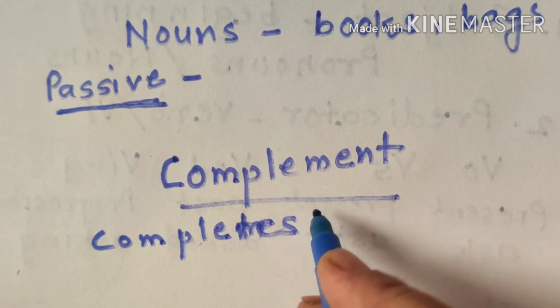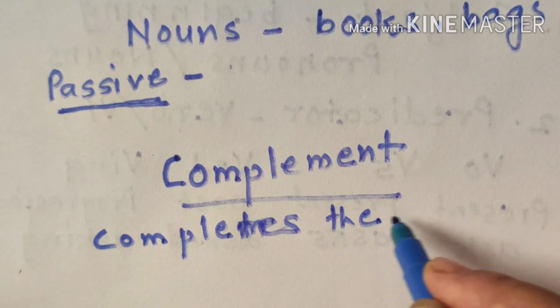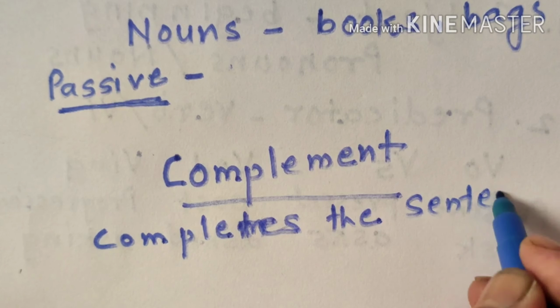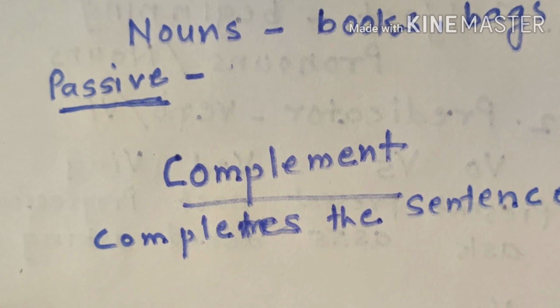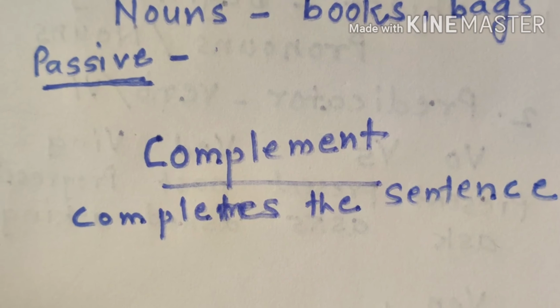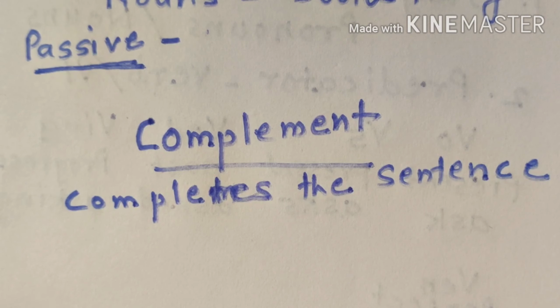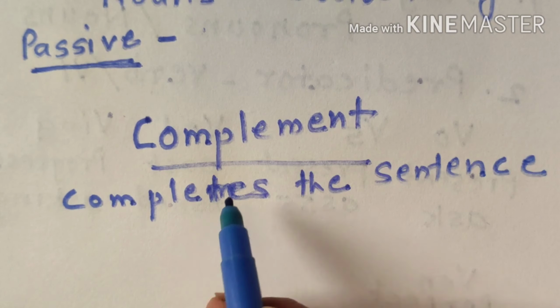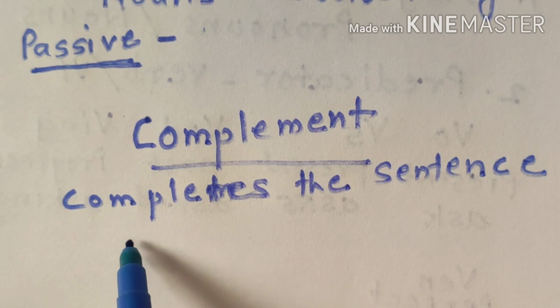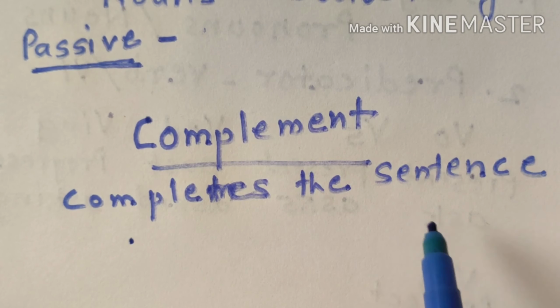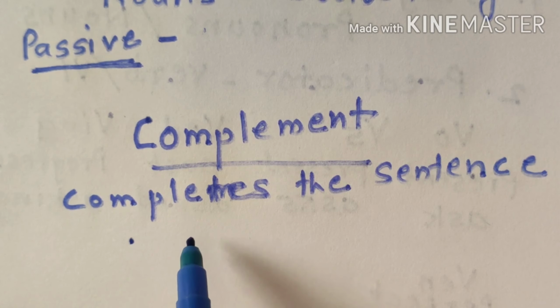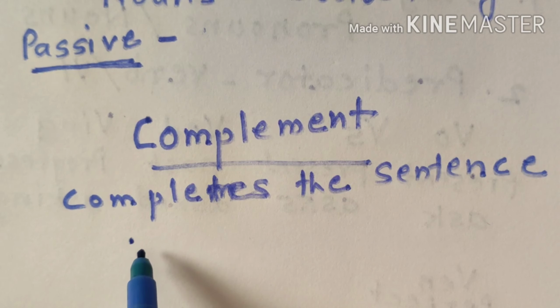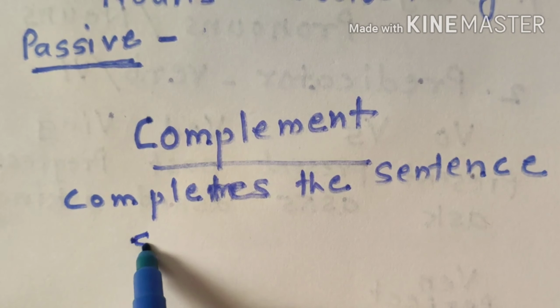It completes the sentence meaningfully, means it comes at the end of the sentence. And if we remove that element, that word, then the sentence cannot be complete. A complement is the word which completes the sentence meaningfully, and we cannot remove that word because the sentence cannot be complete without it.